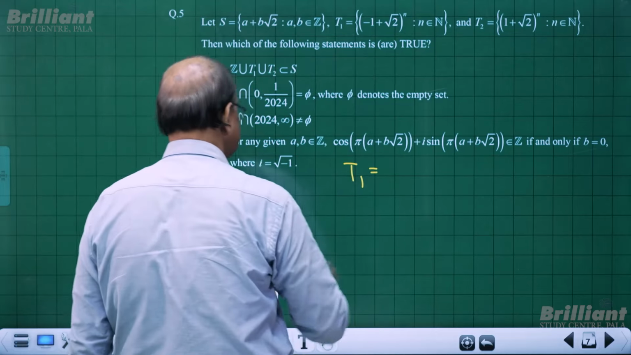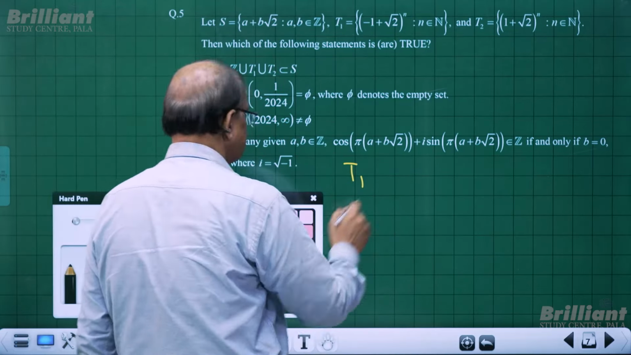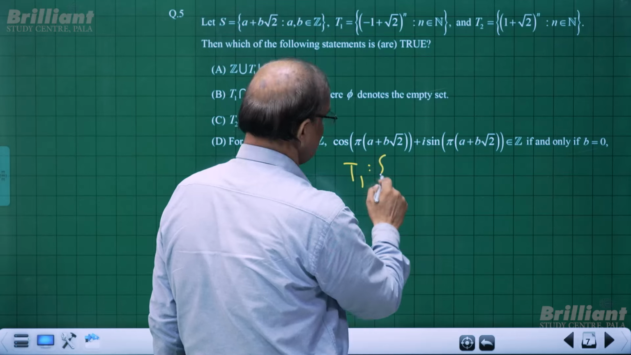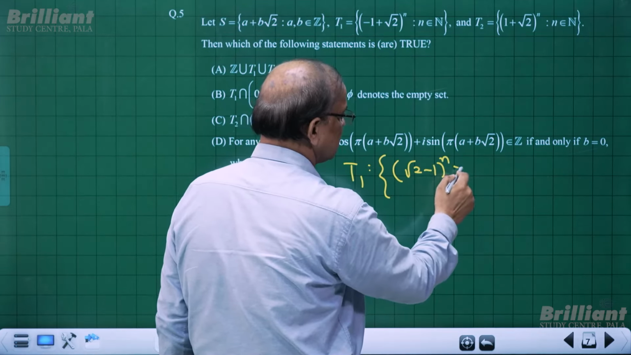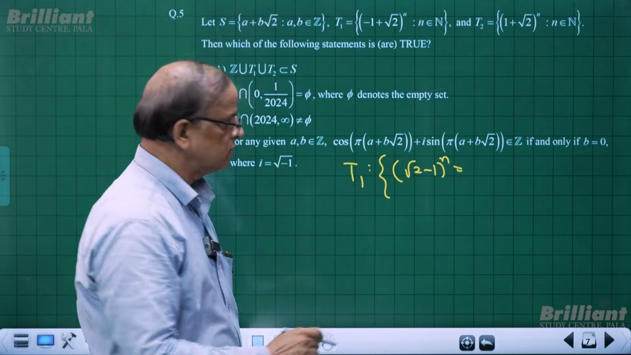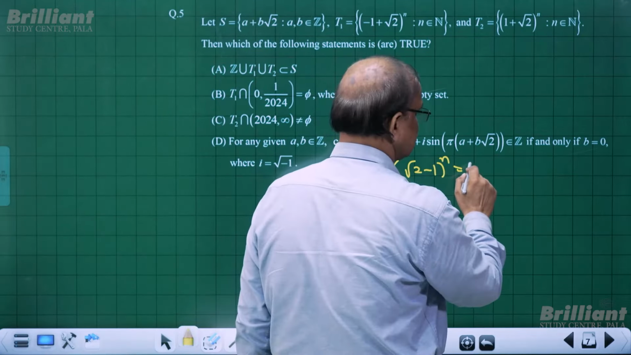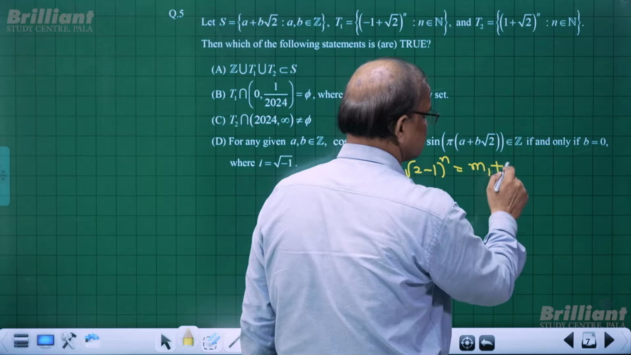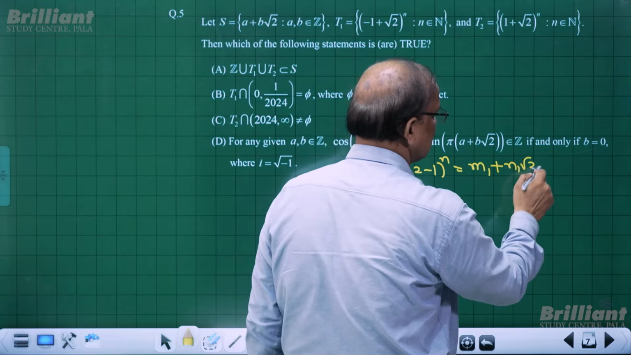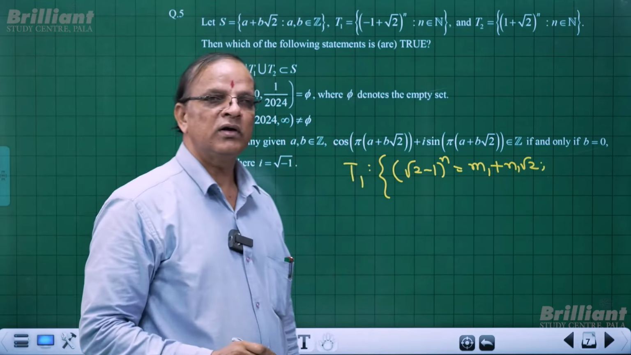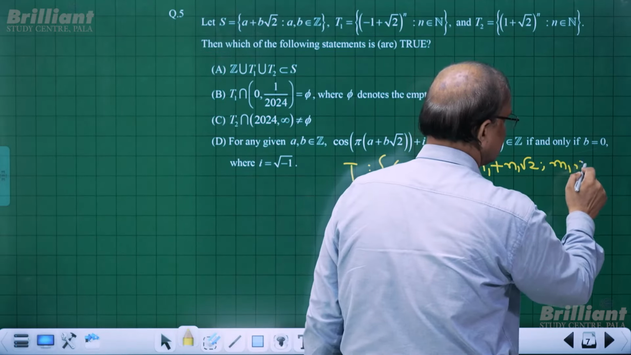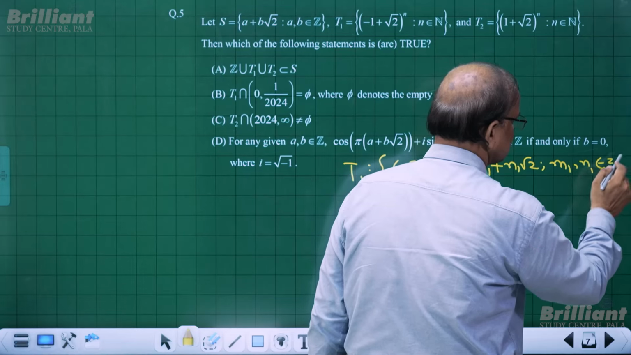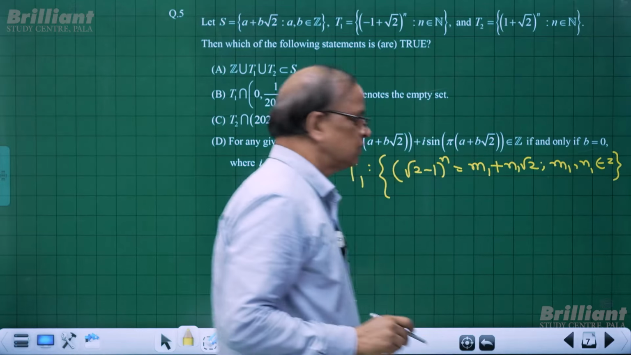So, what is the T1 set? It is (√2 − 1)^n. So this we can write as m1 + n1√2, where m1, n1 belong to Z, right.